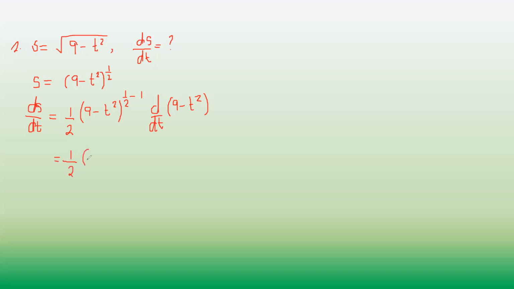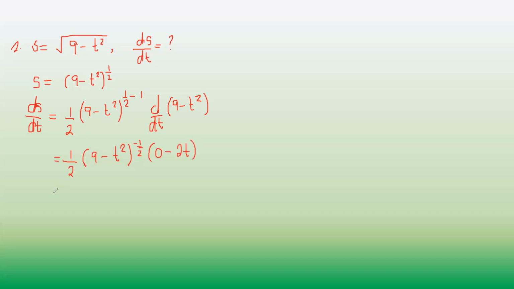of the quantity 9 minus t squared. 1/2 minus 1 is negative 1/2. So we have negative 1/2 raised to negative 1/2. Okay. Then differentiate from 9 minus t squared. This is 0 for 9. Constant yan. Ito ay 2, t raised to 1, or simply 2t.